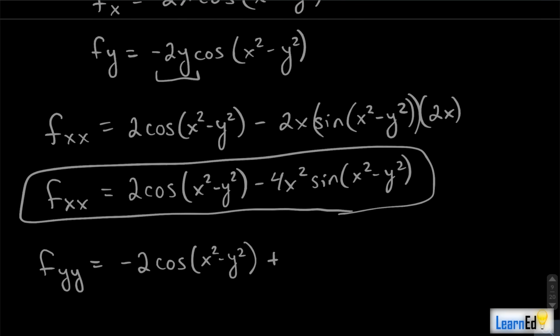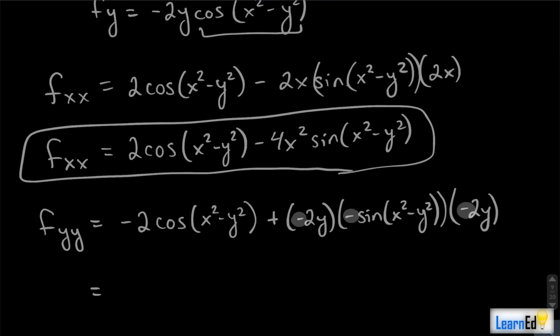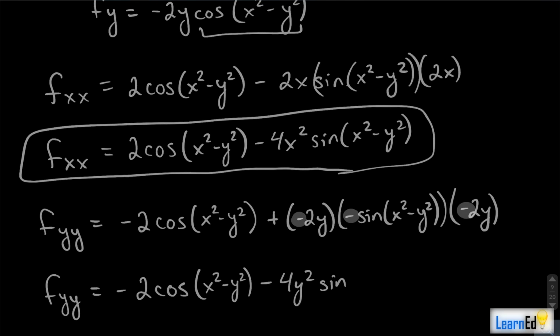Okay, and we're going to add on the derivative of cosine of x squared minus y squared, which is going to be, first off, we'll have a negative 2y, which is the derivative of the inside, times negative sine of x squared minus y squared, and then we have it all multiplied by a negative 2y. We have 3 negatives here, 1 here, here, and here. Okay, and so when we simplify this, we get negative 2 cosine of x squared minus y squared minus a 4y squared sine of x squared minus y squared.